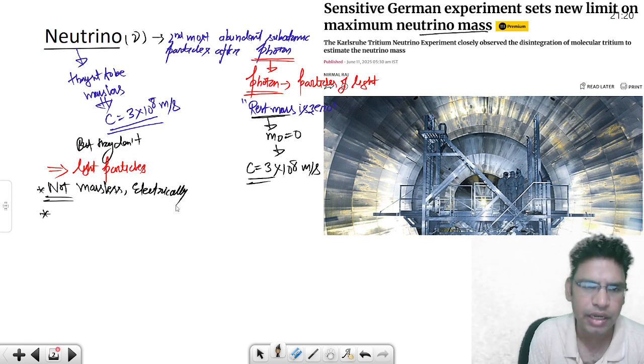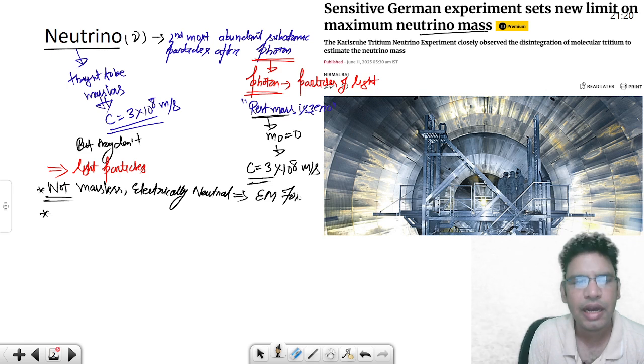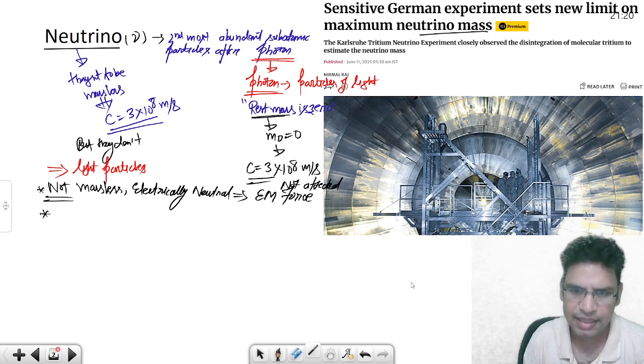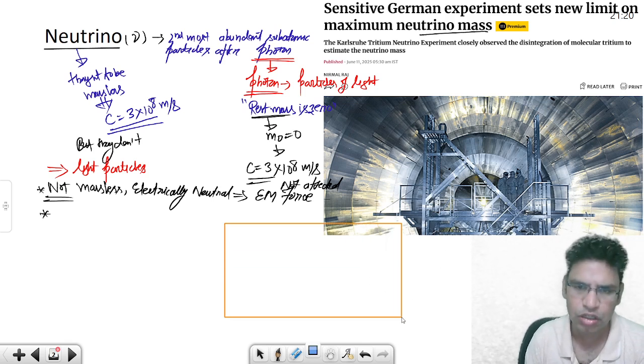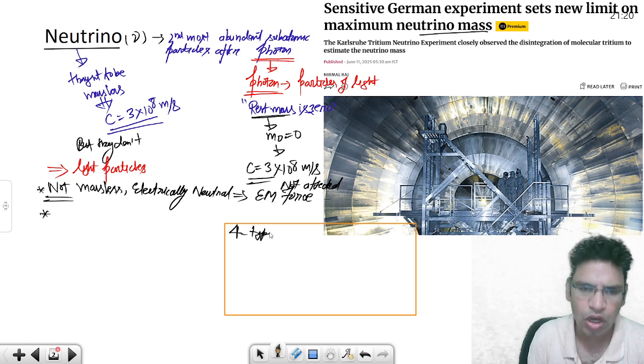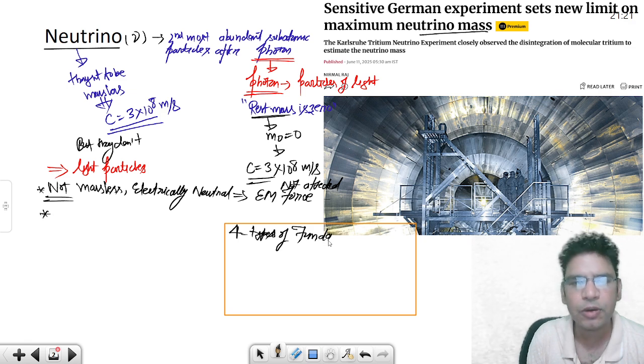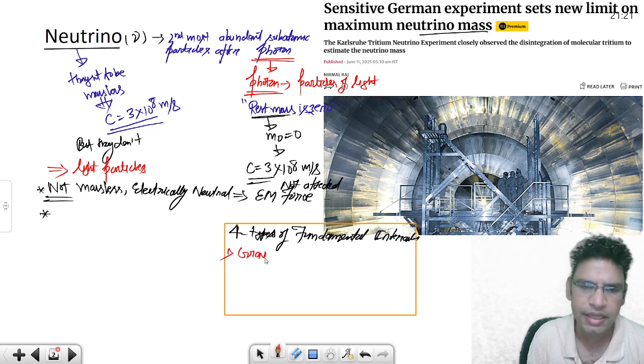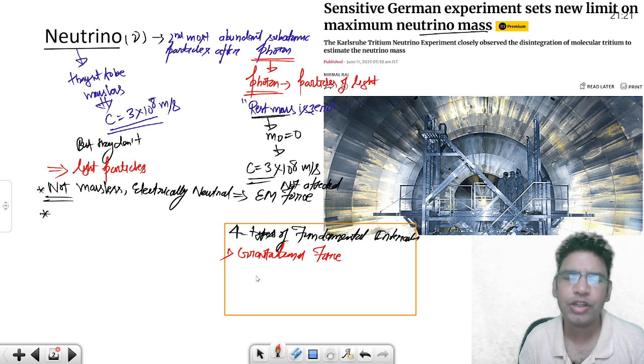Electrically neutral means they are not affected by the electromagnetic force. Again, if you don't know the basic science, you can ask me freely in the comment section. There are 4 types of fundamental interactions you should know. Nature has 4 types of forces. First is the gravitational interaction. It is the weakest of all, but for heavy bodies it is significant enough.